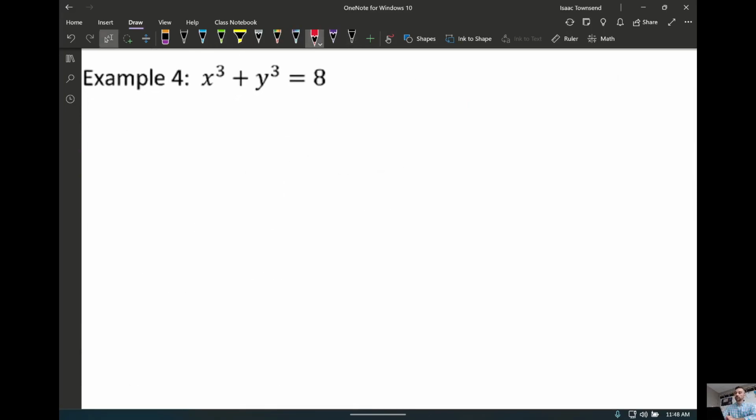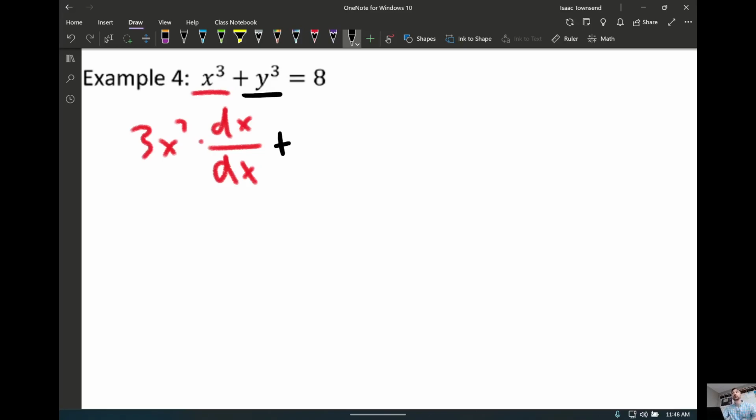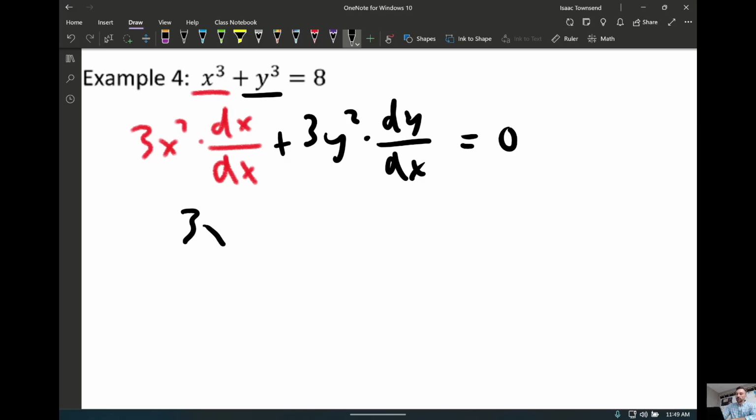So I'm going to take the derivative of x to the third the same way I've been doing. But in my head, I'm realizing I'm taking the derivative of x with respect to x. I'm going to take the derivative of y to the third with the same old power rule, except this time I realize I'm taking the derivative of y with respect to x, and the derivative of the constant is still 0. dx over dx is like 1, but dy over dx is probably not 1. So we have to keep up with that.